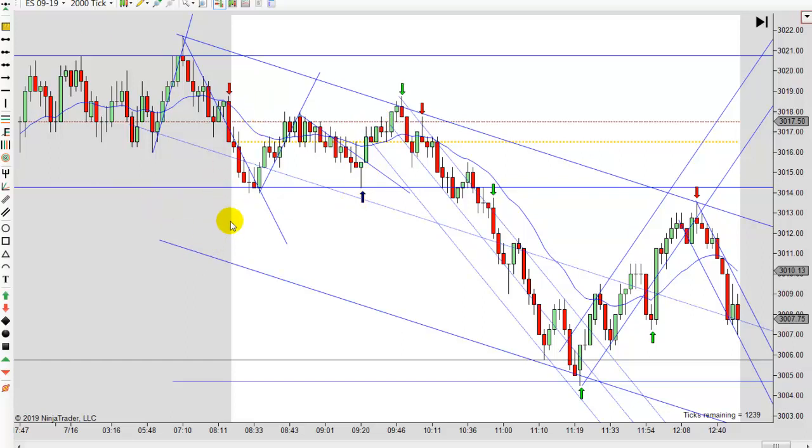And what you want to look at here is you got a leg down, and then you got a two-legged correction in the middle. That's leg one.